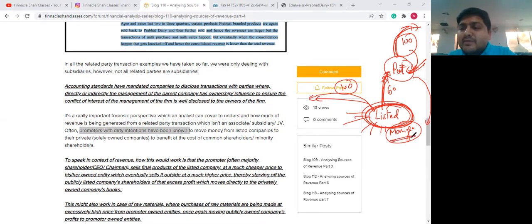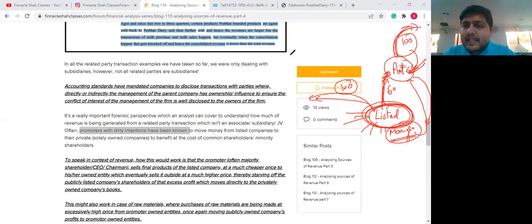So what happens is, management sees that they're getting a larger share of the pie by selling it to the private company, which eventually sells it at a much higher price, or the actual market price out there. We have seen such cases in the past where promoters have these kinds of dirty intentions because they want a higher share of the pie without actually having to pay for it. So in such cases, they often engage in these related party transactions.